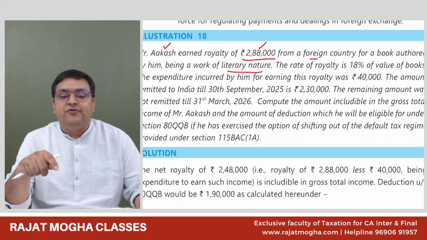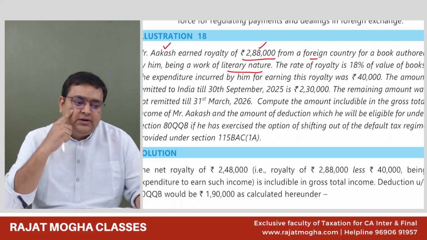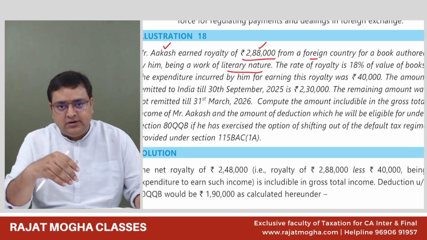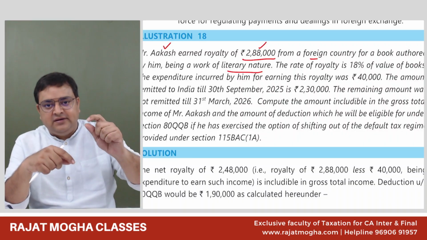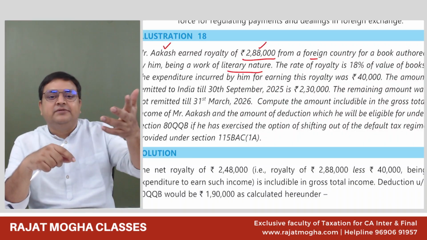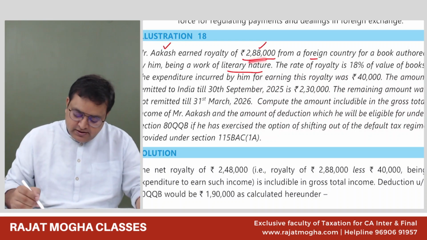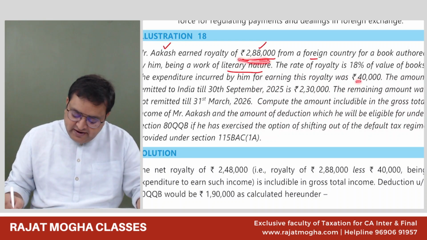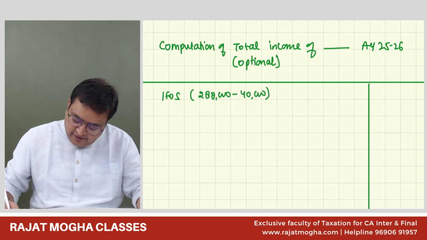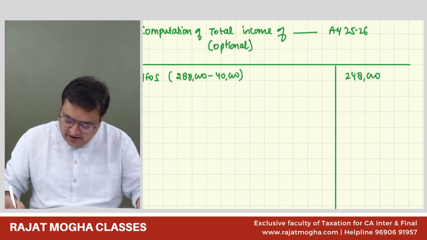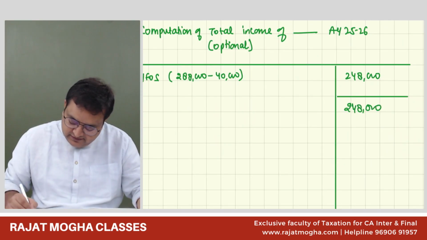And if you remember, in IFOS, dividend is also one of the things where, if you have taken a loan to invest in shares, the interest is allowed, but it is restricted. Do you understand? It is restricted to 20% of the dividend income. Okay. So this is 2,88,000 minus 40,000. My IFOS income is 2,48,000. And this guy is not having any other income. So 2,48,000 is his GTI.